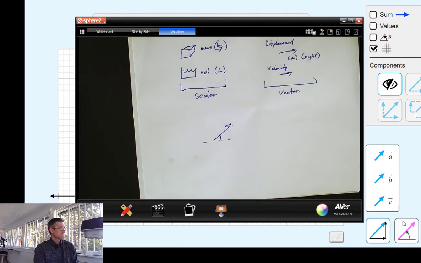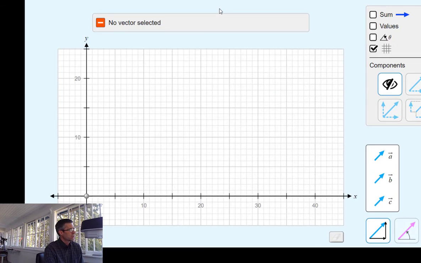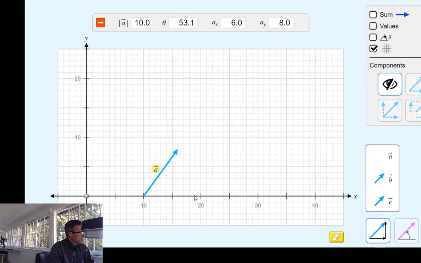So we're going to take a look at this on a simulation. This is a nice simulation which shows a way of representing vectors. I could put a vector on here, I'll call this A. This vector has some length, which represents the magnitude, and some direction, which represents the direction of that. So I can change that, which is sort of entertaining.